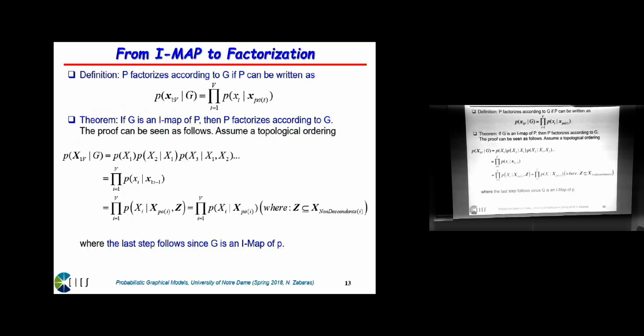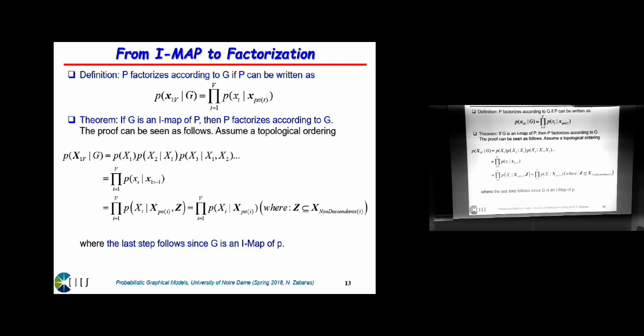So, a theorem basically says, this is really formal language because we have already stated this 10 times: if G is an I-map of P, then P factorizes according to G. Okay? And factorizing according to G basically implies this factorization that we have seen up to now.